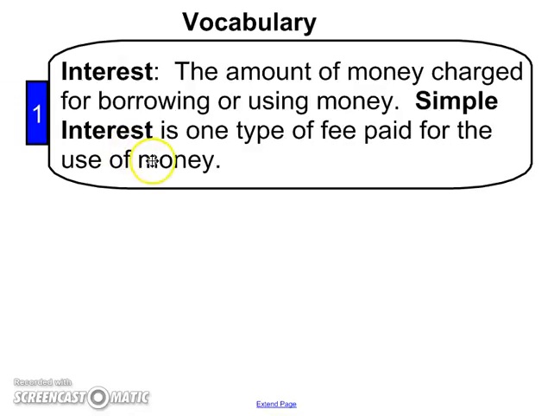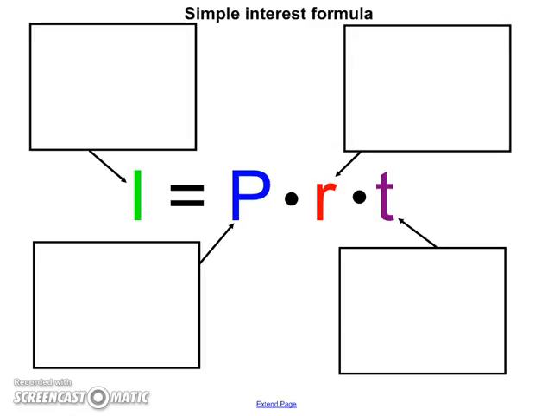Simple interest is one type of fee paid for using money. We actually have various different ways in which we calculate interest. We're going to deal with simple interest, but there's compound interest and so on, and those are things for later talks. So simple interest is based on a formula.